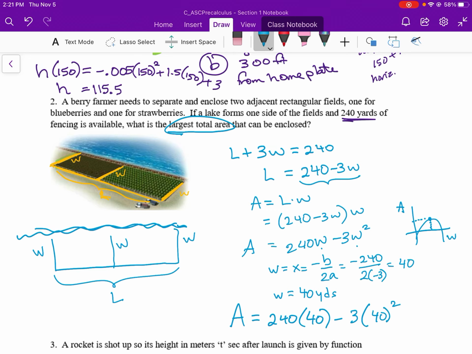If they ask me for the dimensions, then I have to make sure I find L. But they didn't ask me for dimensions. They just said, what's the largest area? So I'm typing it into my calculator as I talk to you, and my calculator says 4,800. So the maximum area is 4,800 square yards.